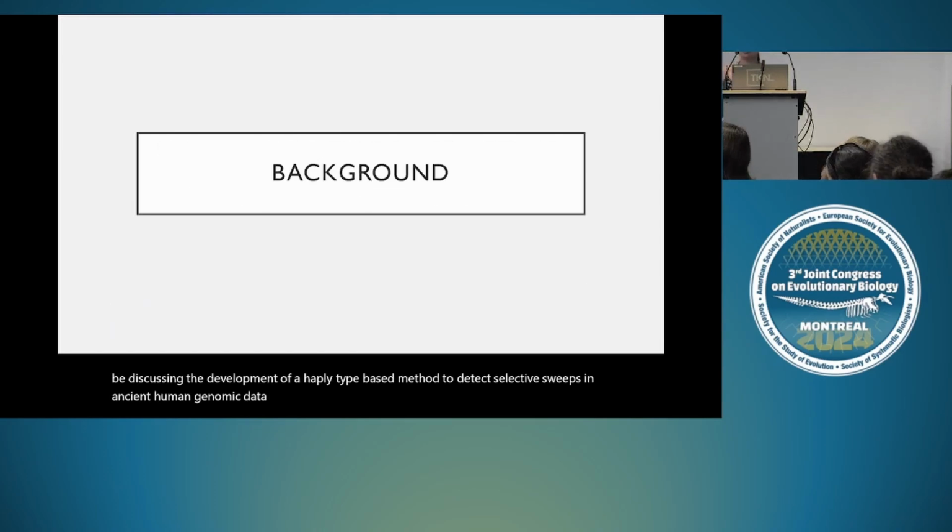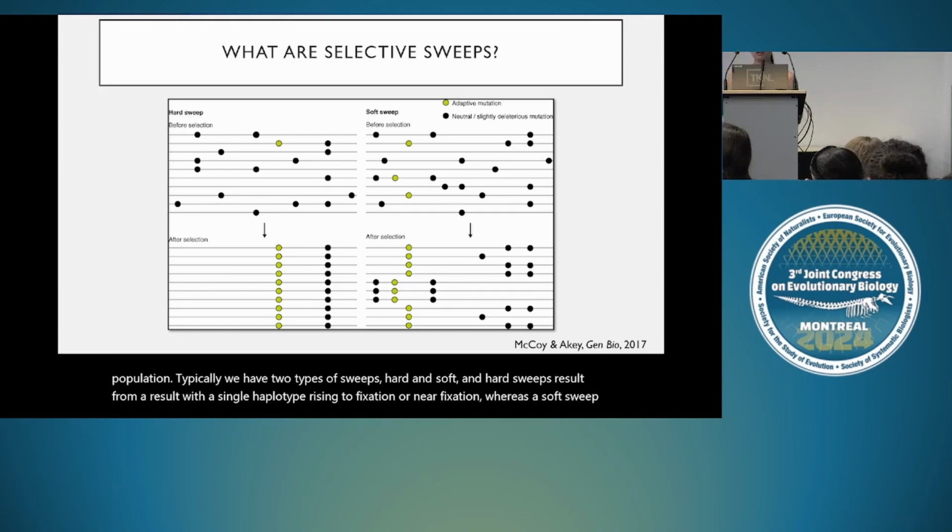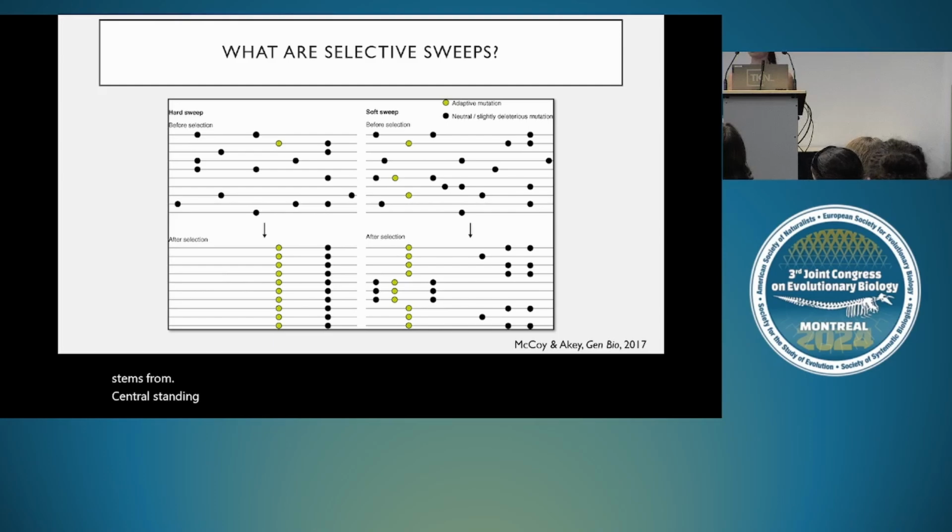So to start out, let's first define what a selective sweep is. Sweeps describe the pattern in which a beneficial mutation rises to high frequency in a population. Typically, we have 2 types of sweeps, hard and soft. A hard sweep results in a single haplotype rising to fixation or near fixation, whereas a soft sweep stems from standing variation or recurrent mutation and results in a few haplotypes rising to intermediate frequencies.